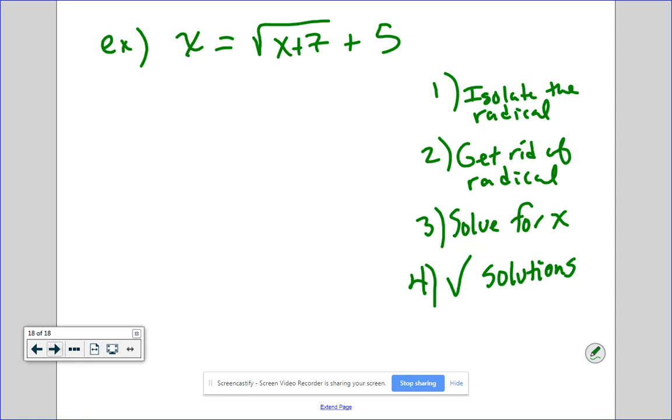So, looking at now, that's really no different than how you would solve anytime you have a radical. Okay? So, what's my first step here? What do I need to move, the 5, right? That 5 is not allowing me to have the radical by itself. So I move 5. I have x minus 5 equals square root of x plus 7.